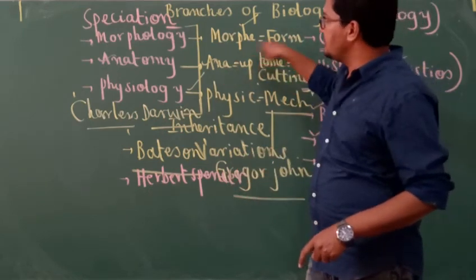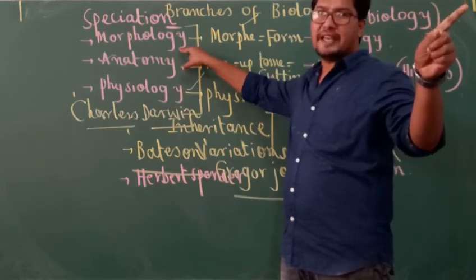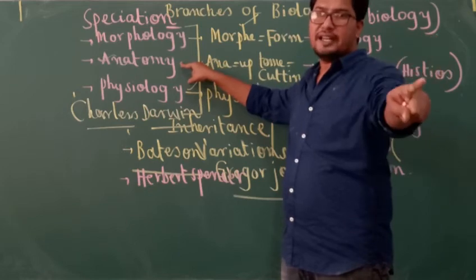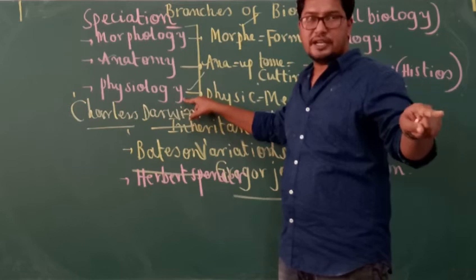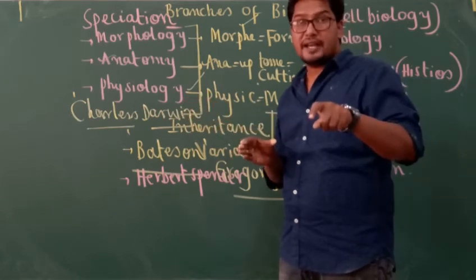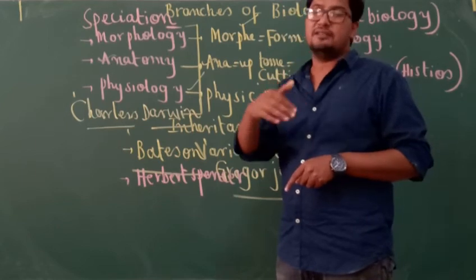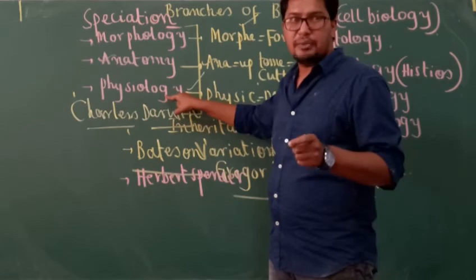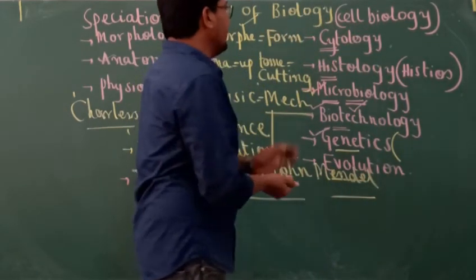So here let me tell you what is morphology. The study of the external appearance of an organism. What is anatomy? The study of internal body organization is called anatomy. What is physiology? The study of the mechanism behind various biological processes like respiration, digestion, etc. That is all we study in a special branch of biology called physiology.